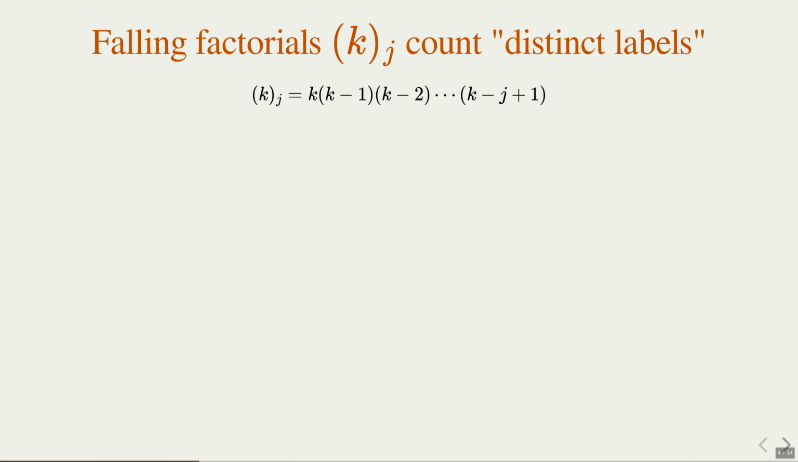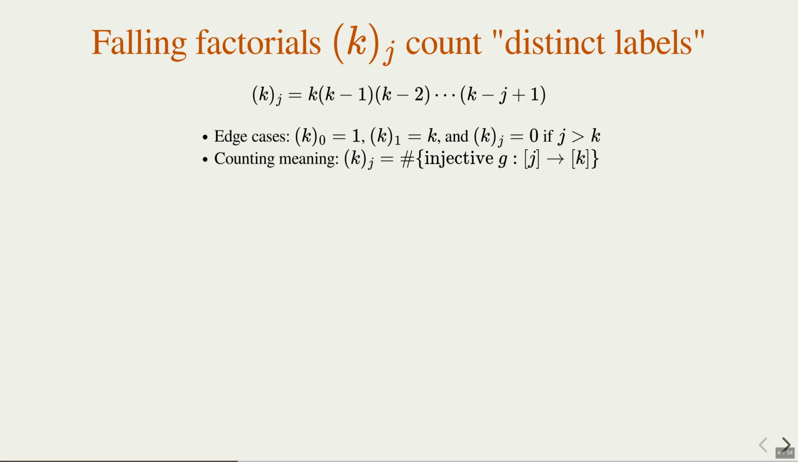Before we touch Stirling numbers, we need the right algebraic object, the falling factorial, which counts picking distinct labels in order. This product is read as k choices for the first label, then k-1 for the next, and so on, for j total labels with no repeats. The edge cases keep the counting consistent. There is exactly one way to choose 0 labels, and if you try to choose more distinct labels than exist, you get 0 ways. Injective means no collisions, so this is literally counting one-to-one labelings of j things using k possible labels.